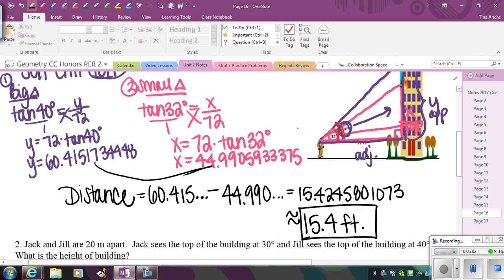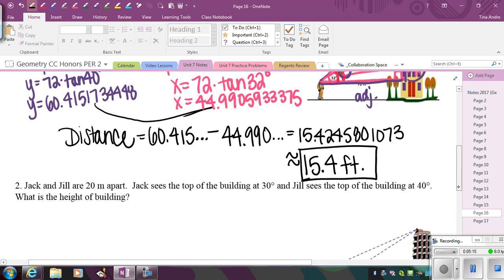finding a distance on a side of a triangle that's not a right triangle, but still being able to use trig because we've used two right triangles to do so. So let's go ahead and try another example.